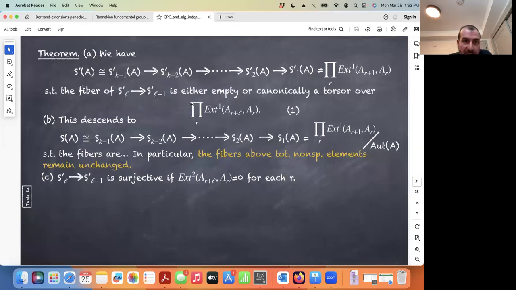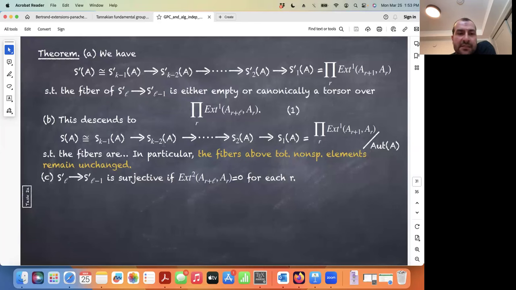And then this descends. The second part is that now I'm going to the classification problem that I was interested in. This picture descends now to a sequence of maps from isomorphism classes of motives with associated graded isomorphic to A. And then this is for level K minus 1, and then the level keeps dropping. And then here you have the product of X1s modded out by some sort of obvious action of the automorphism group of A.